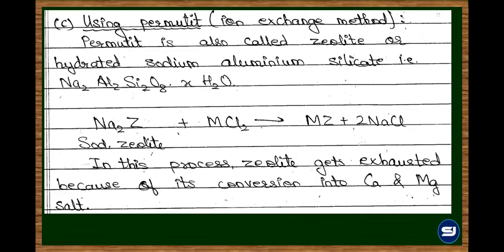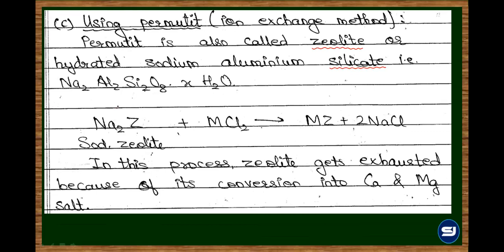And the third method is using Permutit. Permutit is the commercial name for zeolites. Have you heard about zeolite? Okay. So Permutit is the commercial name given to zeolite, and zeolite is hydrated sodium aluminium silicate. Sodium aluminium silicates. Silicate salts are very important. They are used in the manufacture of glasses also.